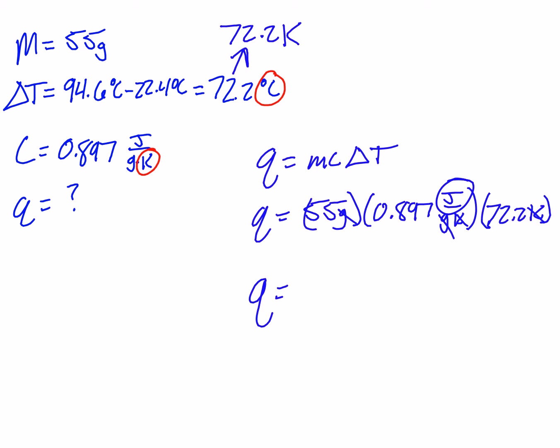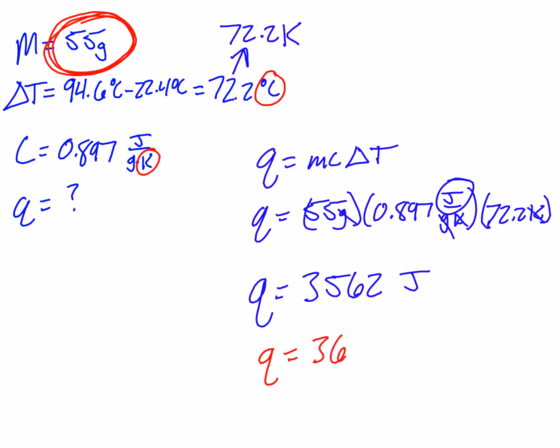You guys are mumbling. Somebody raise their hand and say it louder. 3562 joules, folks. Now, if I were going to go to correct sig figs, what number would I look at? 2 sig figs because of our mass number being 2 sig figs as well. So, we could round this to Q equals 3600 joules.